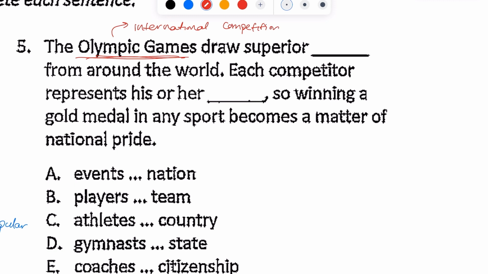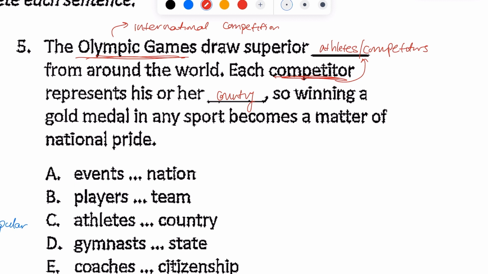So you compete for gold in sports like swimming, track and field, running, archery, and you have disc throwing and all that stuff. So it started all the way back in ancient Greece. So here you have to have superior athletes or competitors from around the world, and each competitor represents his or her country or nation or team.